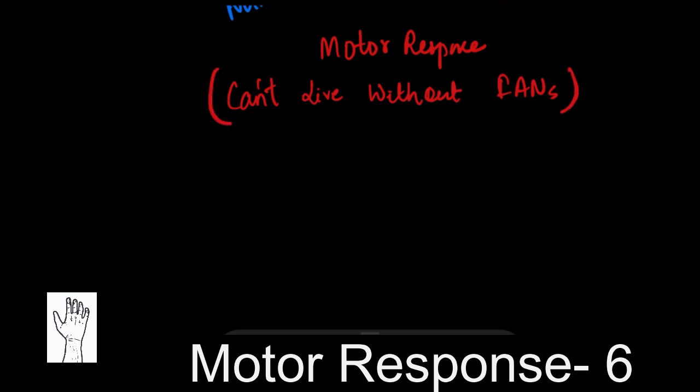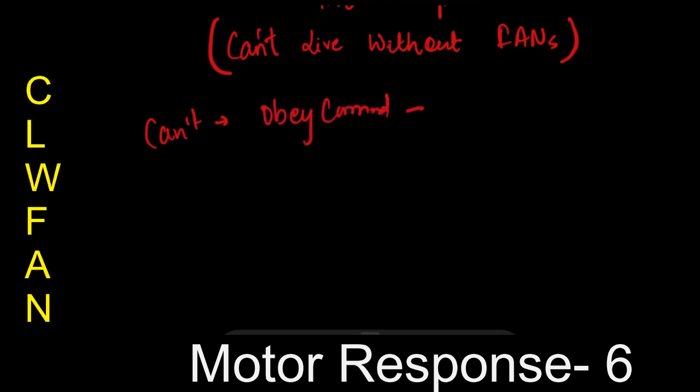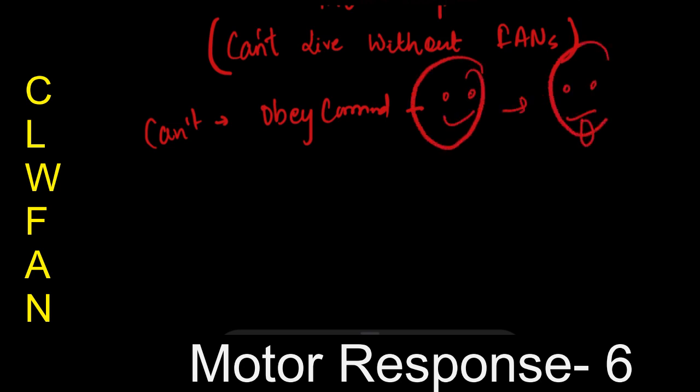So here you can remember it like "can't live without fans." This is the mnemonic you can use. Let's see how we will use it. For motor response, the very first is C, for can't, that is obeys commands. Like you are saying to the patient, just take your tongue outside, like this. You ask the patient to take out their tongue, and they simply take out their tongue, which means they are obeying the command. Just give a score of 6.